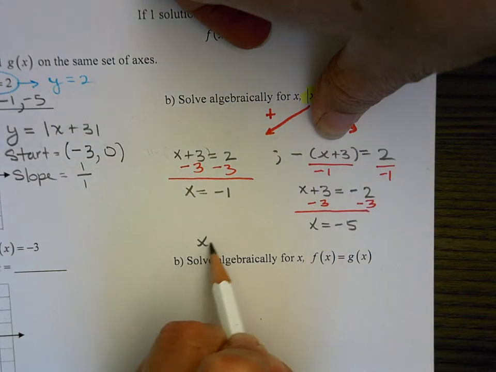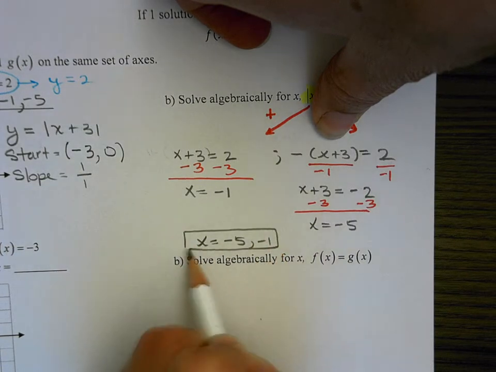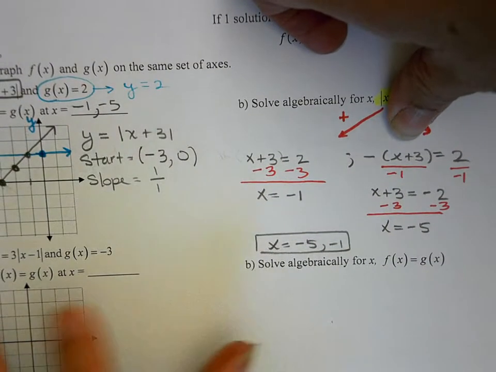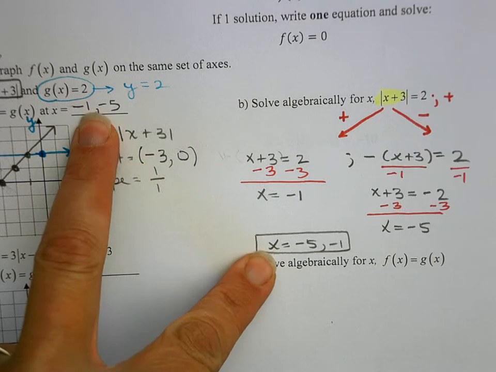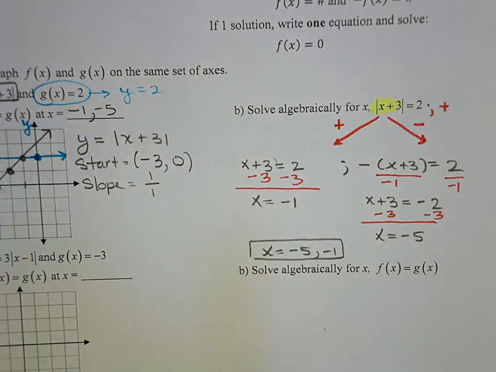So my solutions are -5 and -1, right? Which is good, because that's what we got when we solved it graphically. We got the same exact answer. Okay, so let's go ahead and take a look at question number 2.